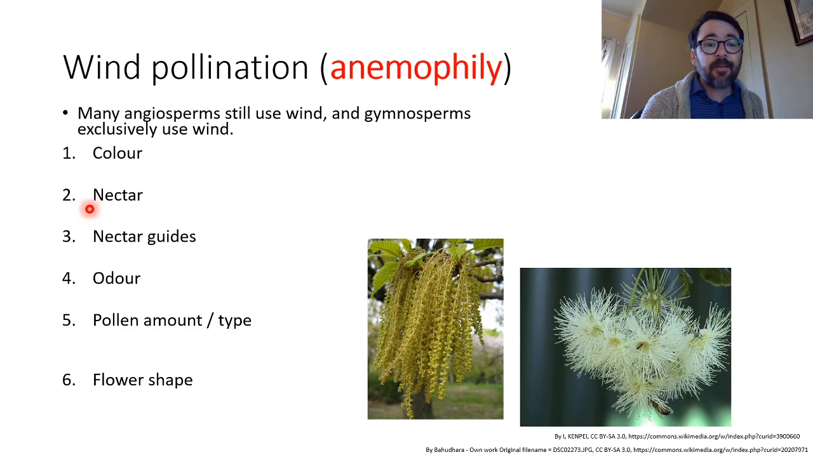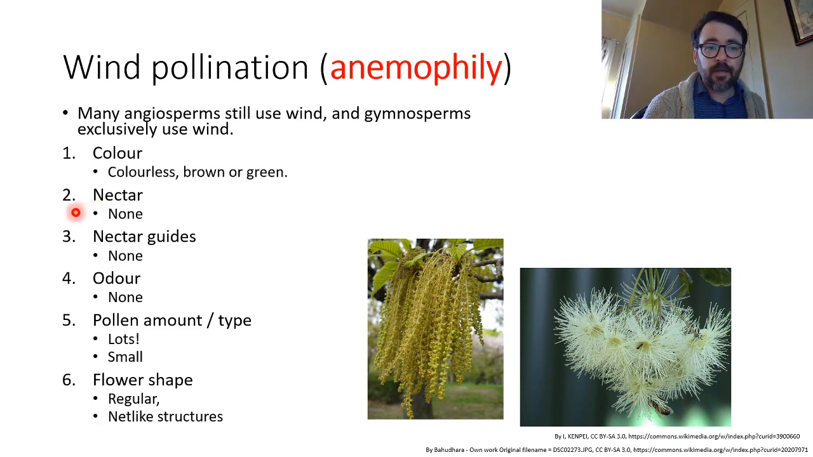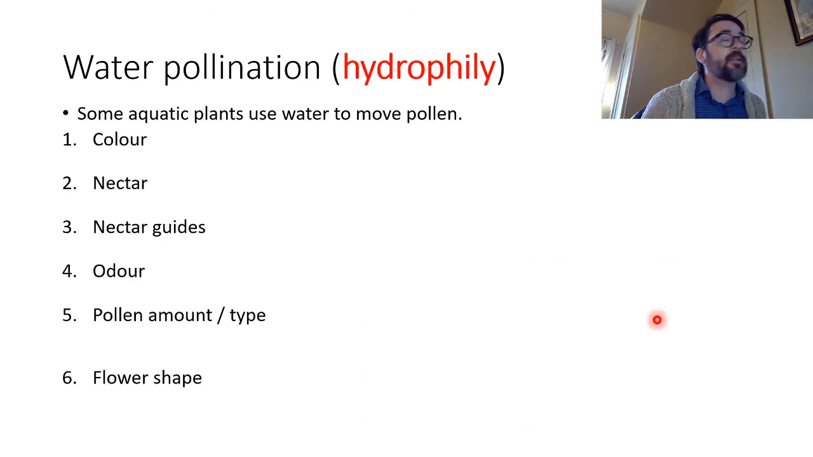We could think about nectar. Is there any reason to have nectar? No, there's no reason to have nectar. The wind doesn't care what you taste like. The wind can't see nectar guides. The wind can't smell anything. You're probably going to need lots and lots of small pollen because the wind is so imprecise, right? So you need to just broadcast pollen everywhere. And the flowers are going to be sort of regular net-like structures, these big things that can capture pollen blowing in on the wind. That clap was probably unnecessarily loud. All right, so that's wind pollination.